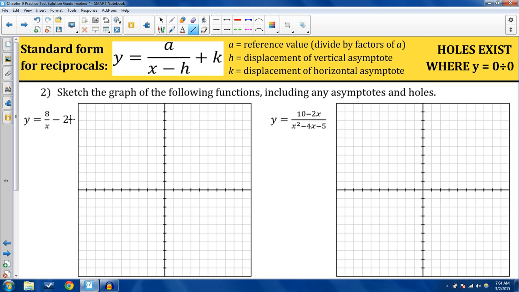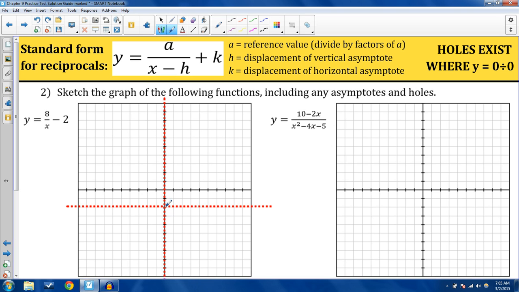So what I'm going to do in this first one is, there is no h value, so there's no displacement of your vertical asymptote. That means it's right across here at x equals 0. And then you have another one, k is your displacement of your horizontal asymptote. K is -2. So my horizontal asymptote is going to go right across here. Good to go. Everything that I'm going to do is now going to be in reference to this cross section right here, where I go from.